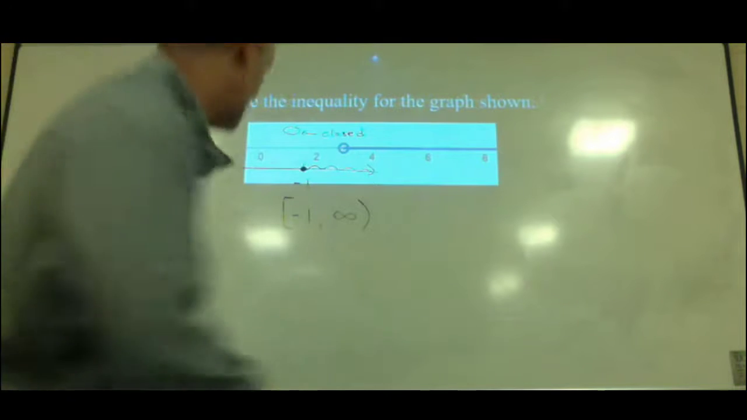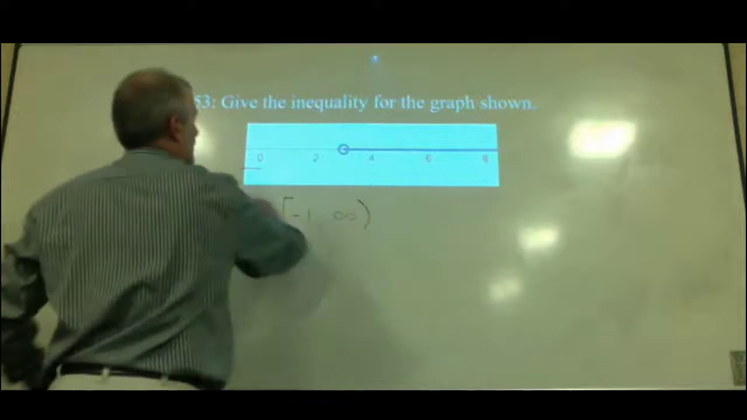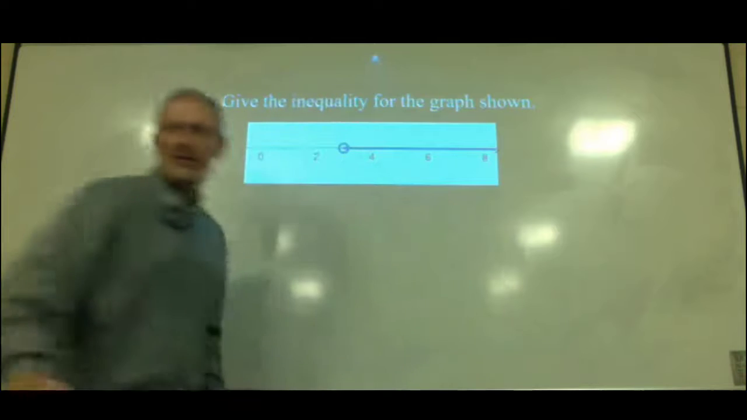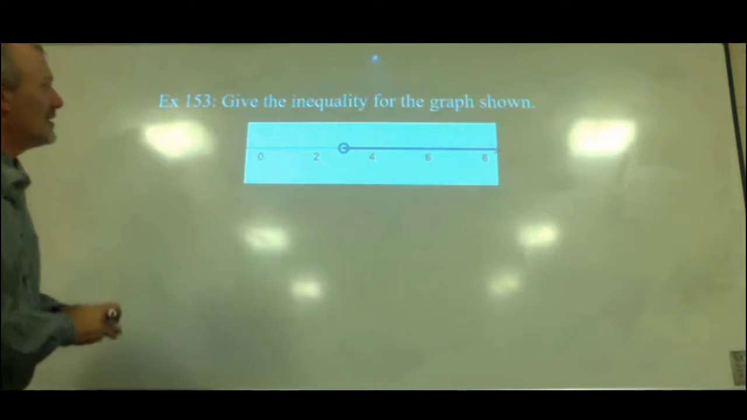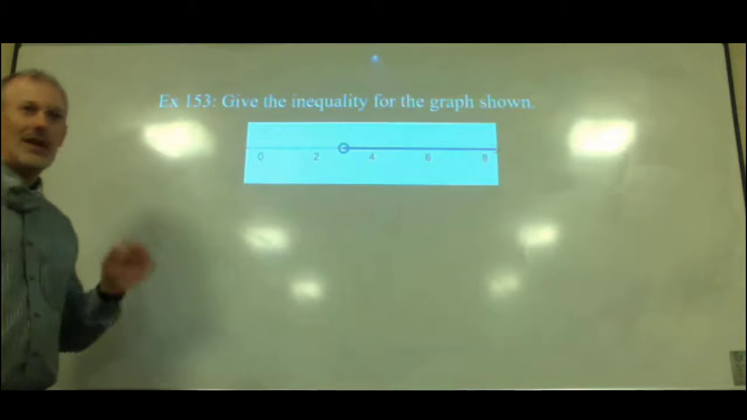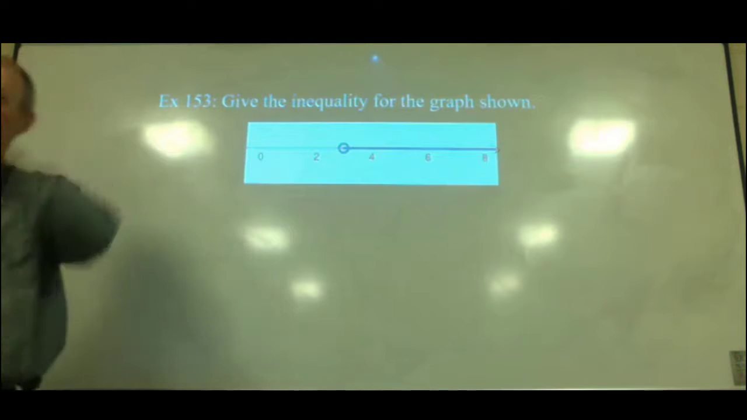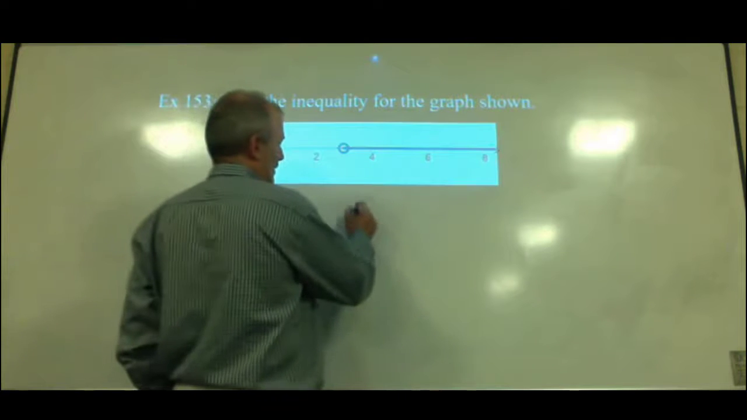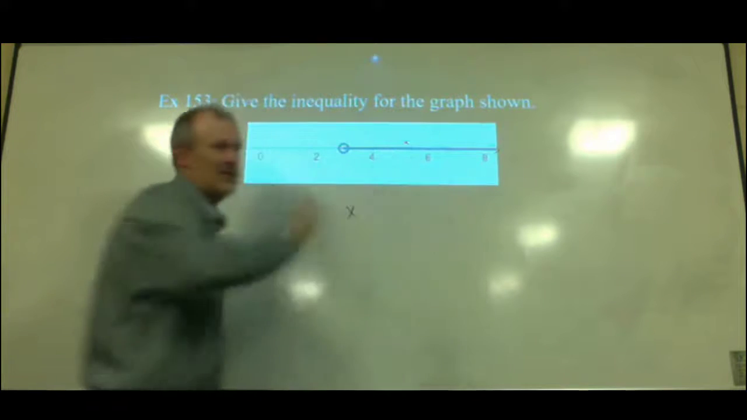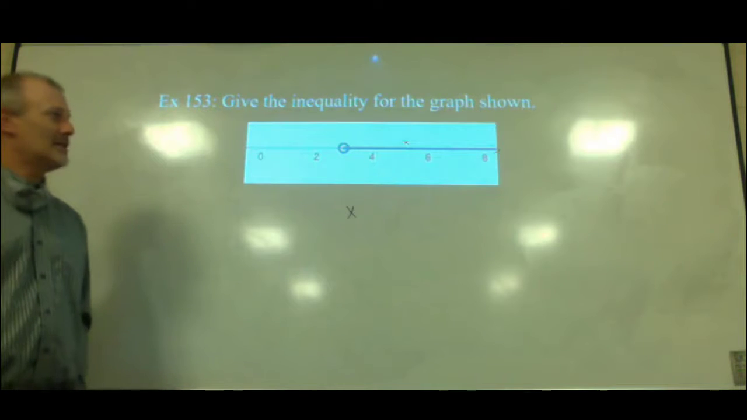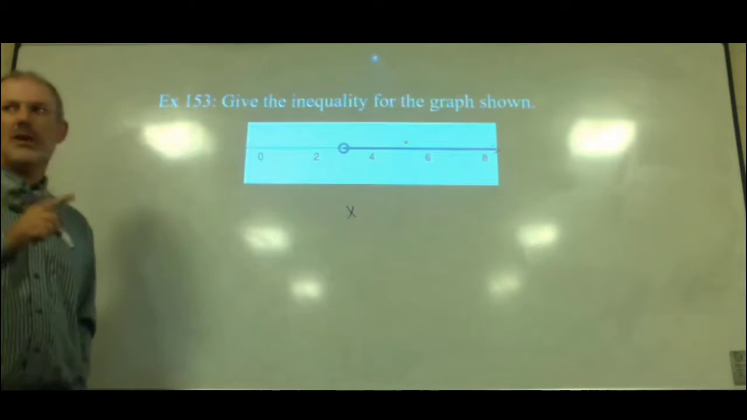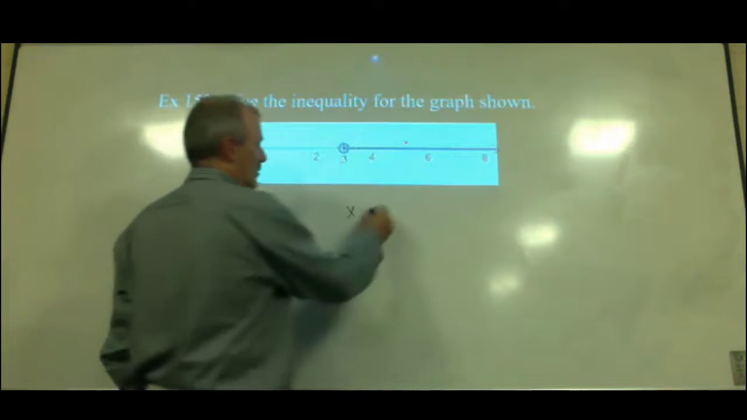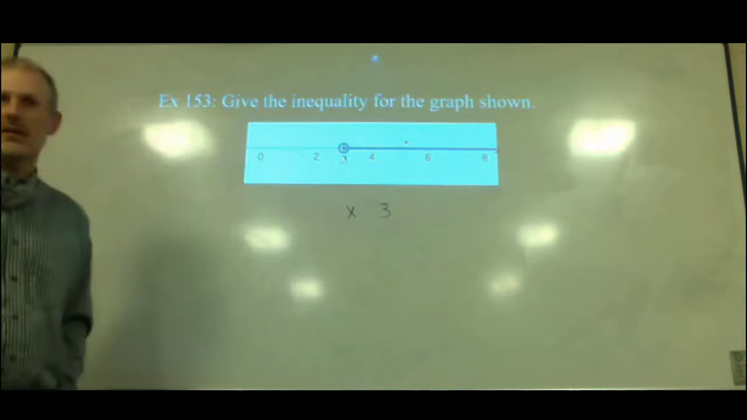All right, let's see if we can write this one down. So here's a picture, and you can't see the arrow, but it goes forever that way. Let's see if we can write down the inequality as an inequality statement and also in interval notation. We'll just say x. What can you tell me about x? What's the boundary point? 3. 3, right? Does that make sense? So how does x compare to 3?